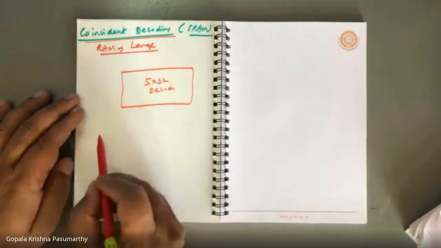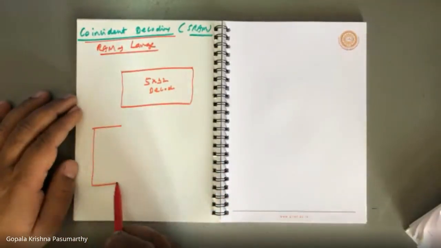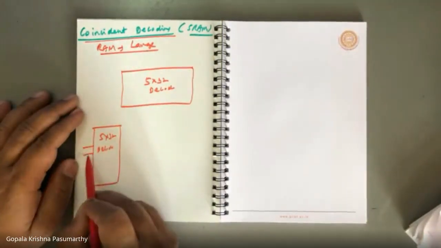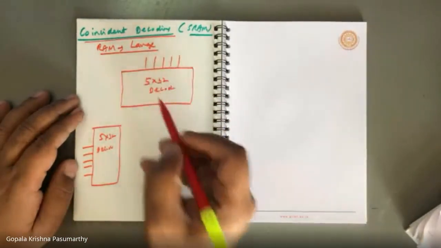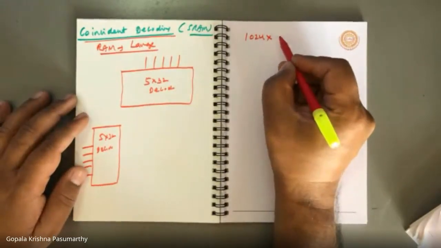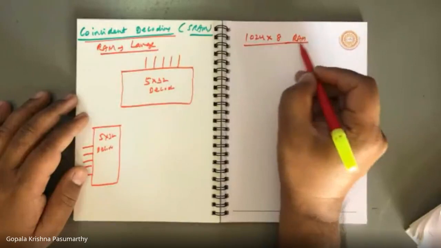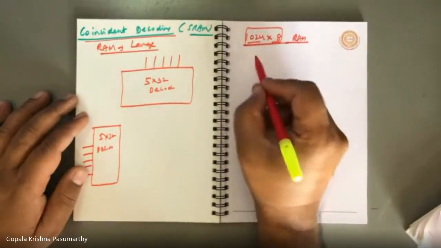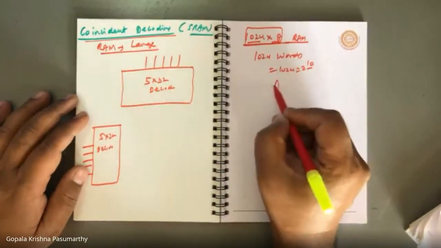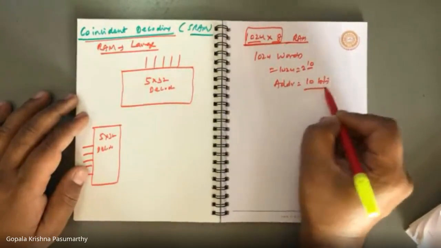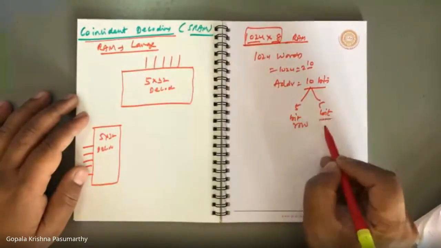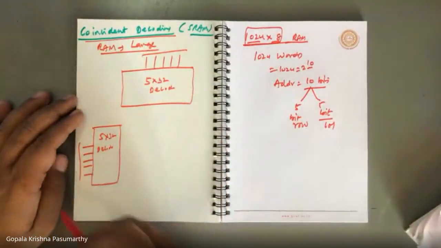This is a 5 by 32 decoder, and this is another 5 by 32 decoder, each with 5 inputs. I am using, for example, a 1024 by 8 random access memory. 1024 words is equal to 2 to the power of 10, meaning my address is 10 bits. The 10-bit address is divided into 5 bits and 5 bits. This becomes a row address and this becomes a column address.